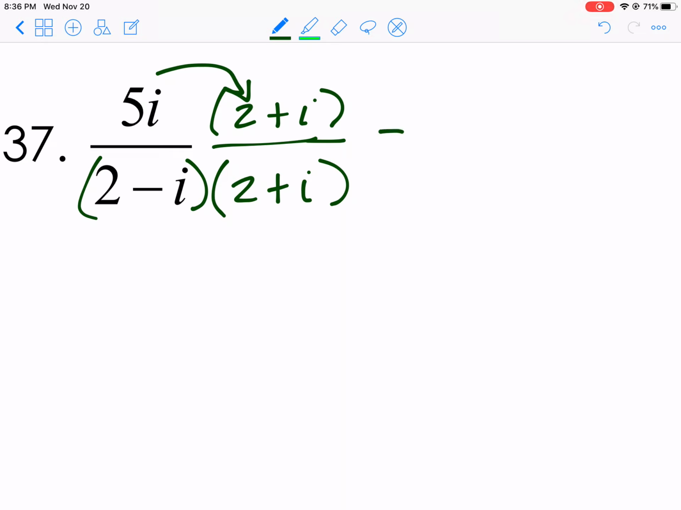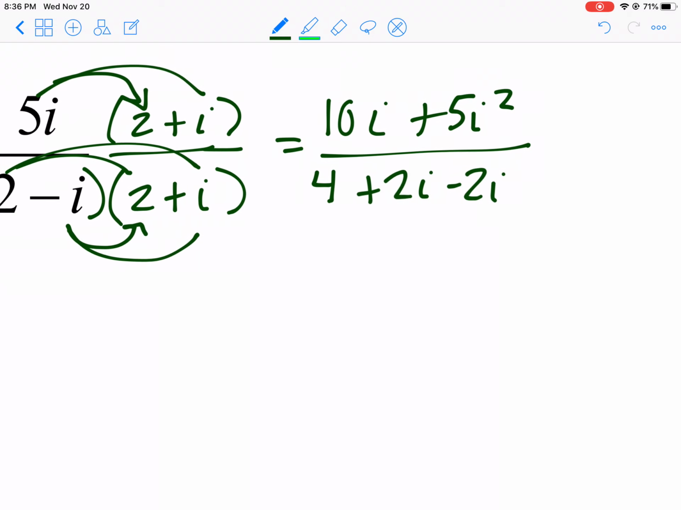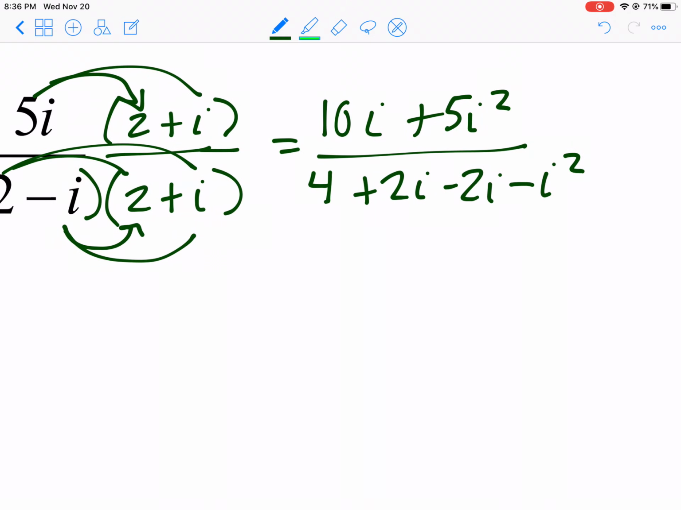5i times 2 is 10i, and 5i times i is 5i squared. Let's take a look at the denominator. 2 times 2 is 4. 2 times i is 2i. Negative i times 2 is negative 2i, and negative i times i is negative i squared.